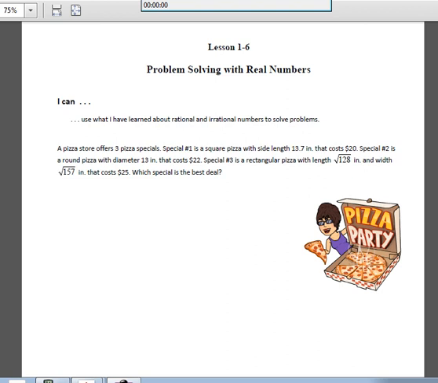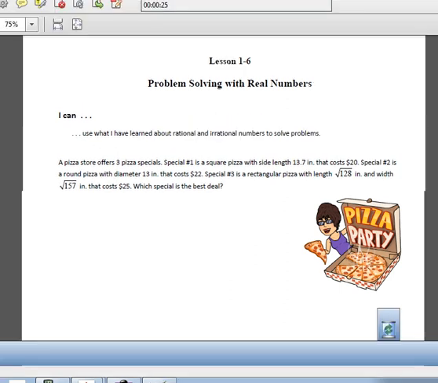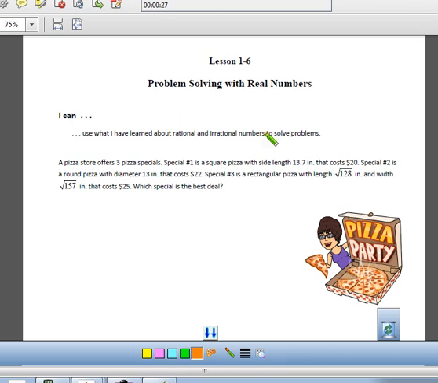Let's take a look at the learning targets for this lesson. I can use what I have learned about rational and irrational numbers to solve problems. And really that's the big idea here. That's why we're doing all this, because we want to be able to solve problems.